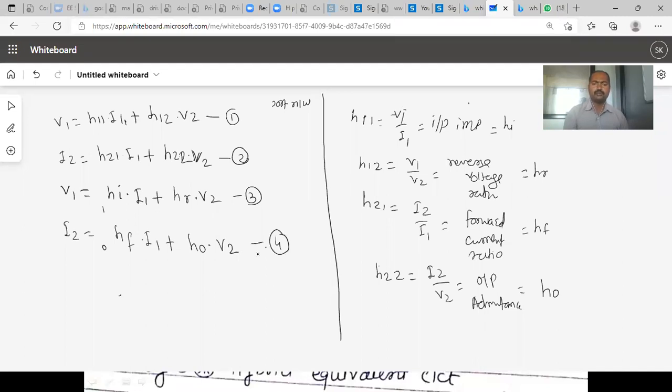Please tell me. We didn't do any other thing. We know that H11 is nothing but input impedance, H12 is nothing but reverse voltage ratio, H21 is nothing but forward current ratio, and H22 is nothing but output admittance. So we just write the initial letters as HO, HF, HI and HR.